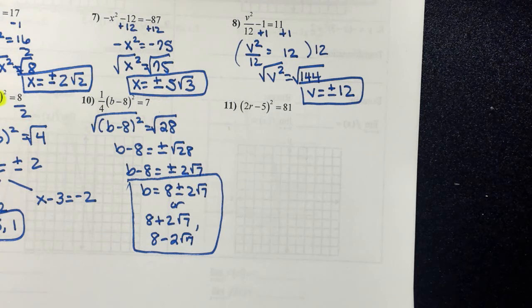Yeah, because you can't add them together, because they're not like terms. You don't have a square root of 7 with the 8, so you cannot add them together. Okay. Any other questions on number 10?